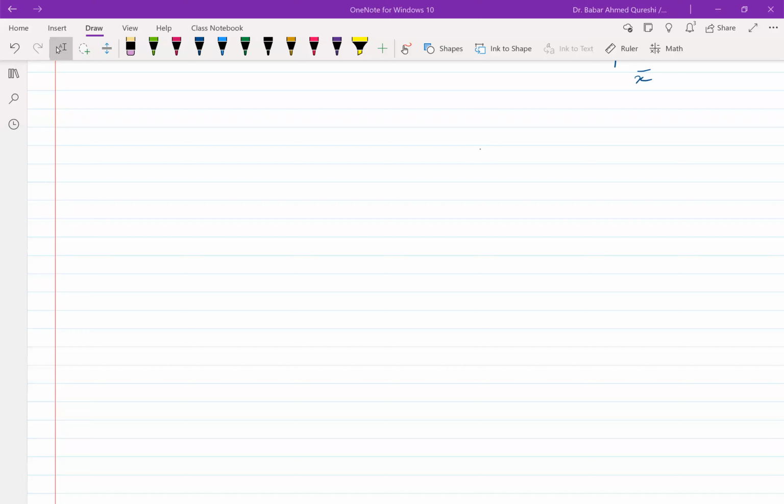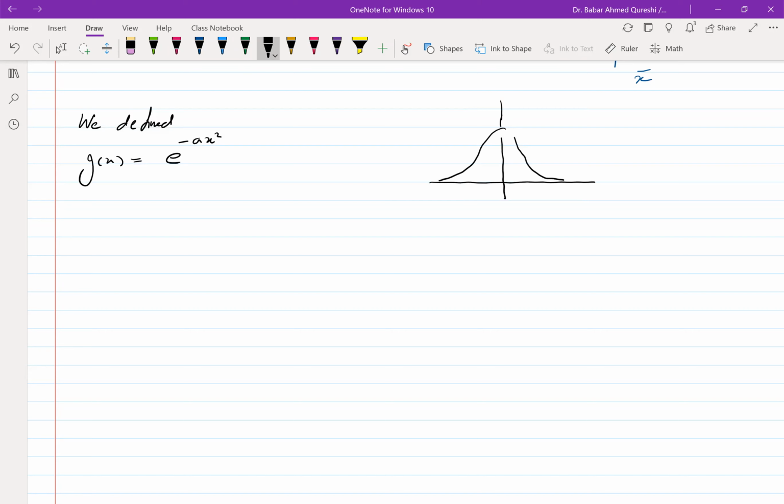Now, let me define this distribution a bit carefully. We started doing it last time. So we had defined a function which looks like this. And its graph, we quickly argued, is like this. So this function, which I was calling Gaussian, is bell-shaped.